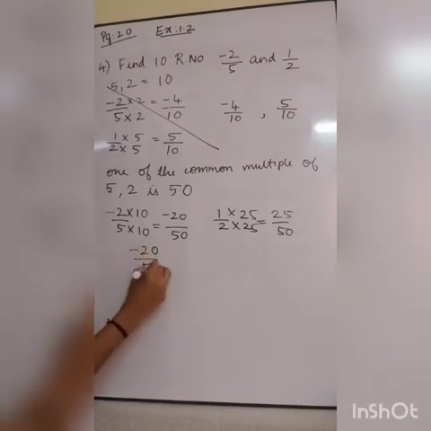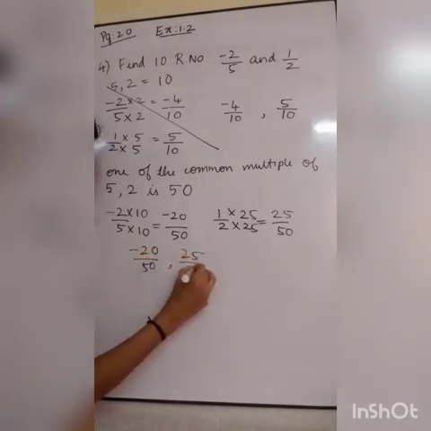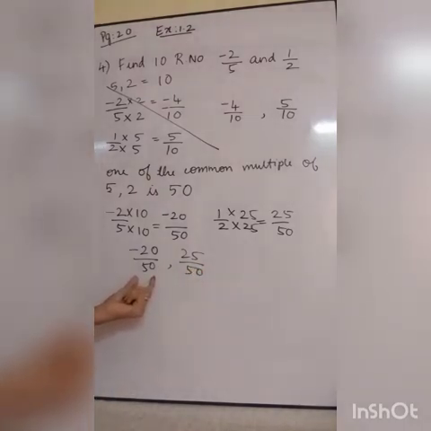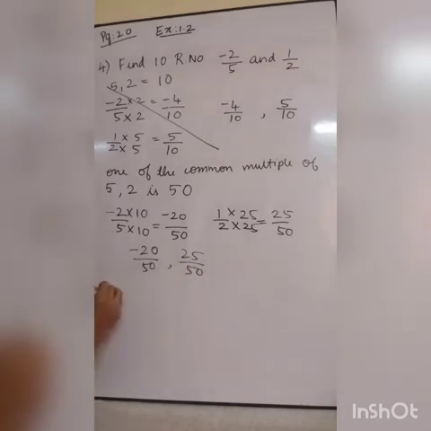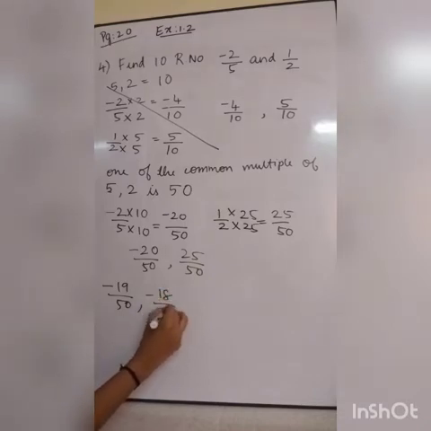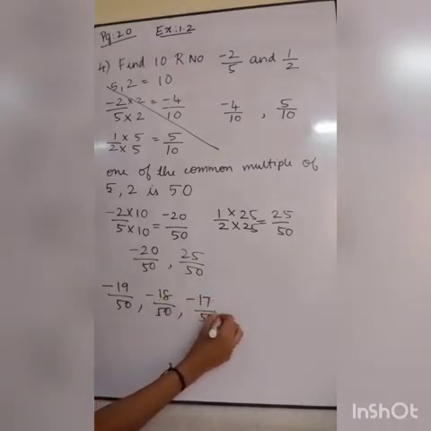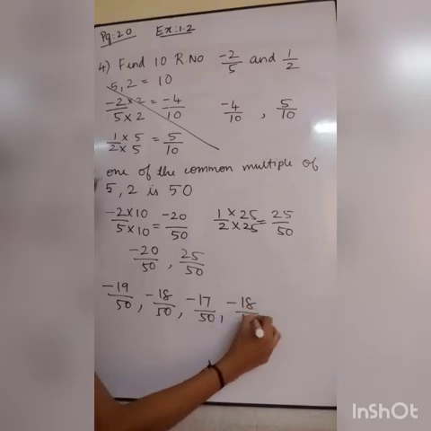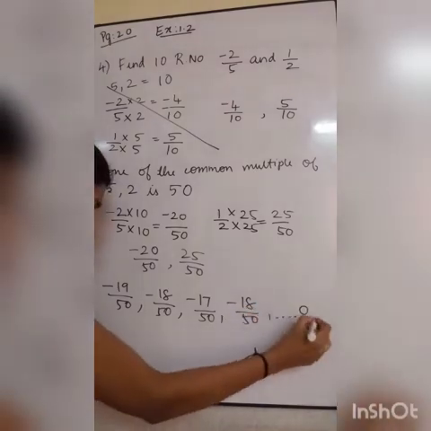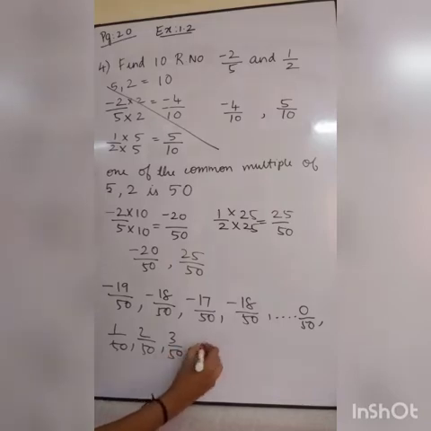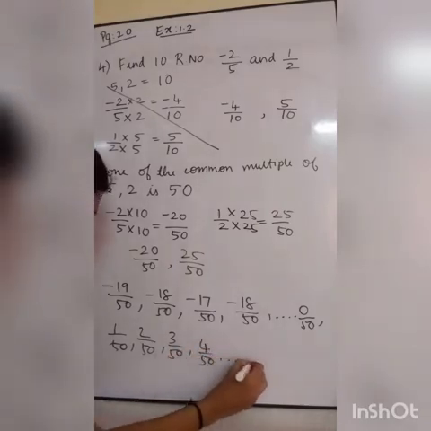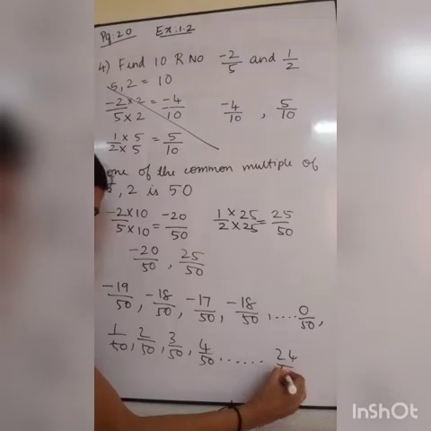Minus 20 by 50, comma, 25 by 50. Now, can we get 10 rational numbers between these two? Yes. What are the rational numbers? Minus 19 by 50, minus 18 by 50, minus 17 by 50. Like that it goes on. It goes on: 0 by 50, 1 by 50, 2 by 50, 3 by 50, 4 by 50, and you can take it till 24 by 50.